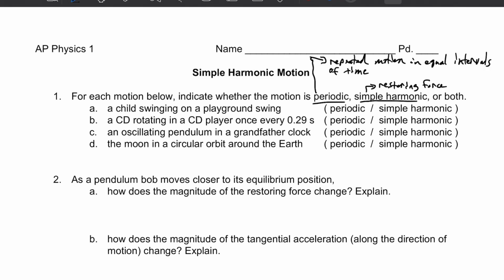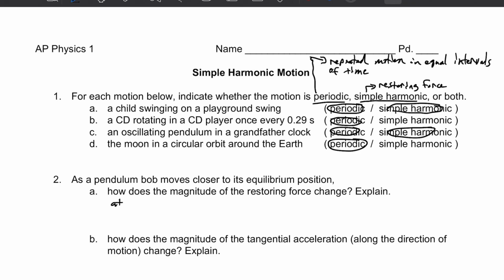But simple harmonic has a restoring force. So think of changing direction. A child swinging on a playground swing is both, because it's changing direction as the child swings back and forth. But a CD rotating is only rotating in one direction at a constant speed. An oscillating pendulum in a grandfather clock is periodic and simple harmonic because it's rocking back and forth, changing direction. And the moon going around the earth, of course, would just be periodic because it's not changing direction.